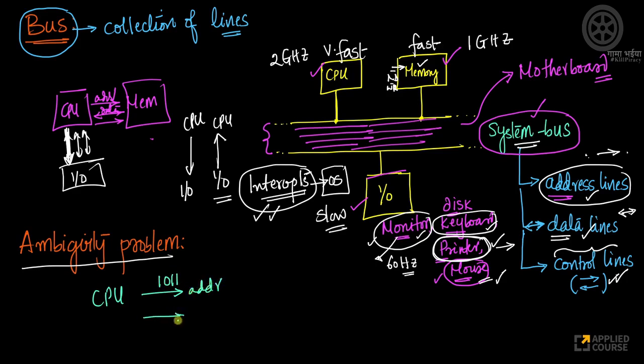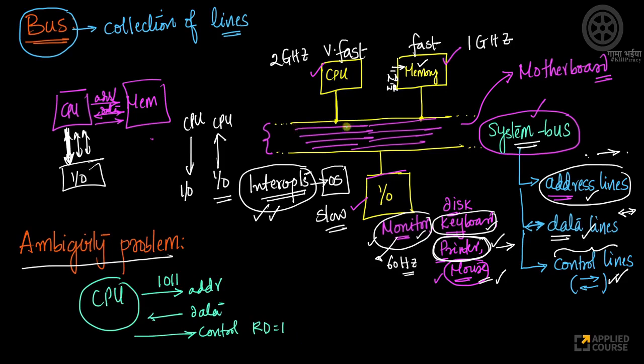Now let's say it puts this address and it wants to read the data. So this is my data line. What the CPU is doing is on the address it is placing 1011. On the data lines it says I want to read. So on the control signals it says read equals 1. That's what the CPU is sending.